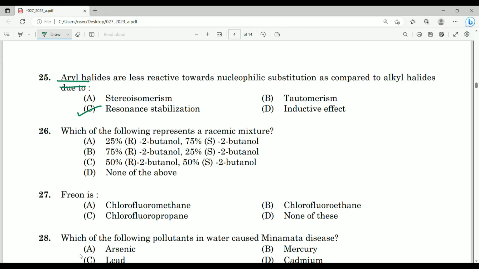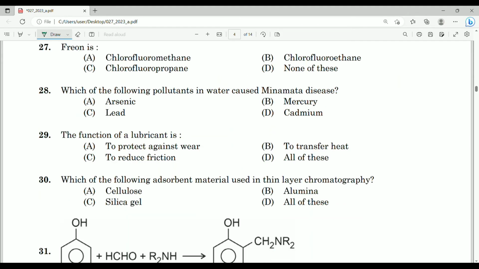26. Which of the following represents a racemic mixture? Racemic mixture means equal amounts of R and S configuration. So equal amounts should be there. First option 25%, 75%. Second 75%, 25%. Then the third one, 50% R-2-butanol, 50% S-2-butanol. So option C will be the right answer. 27. Freon is chlorofluoromethane, chlorofluoroethane, chlorofluoropropane, none of these. So Freon is chlorofluoromethane. 28. Which of the following pollutants in water caused Minamata disease?